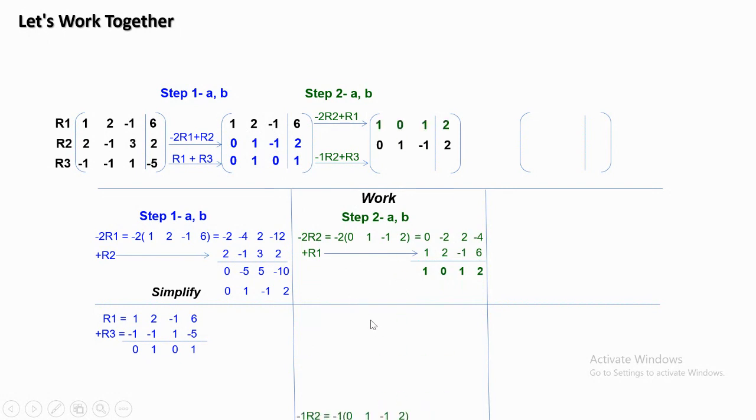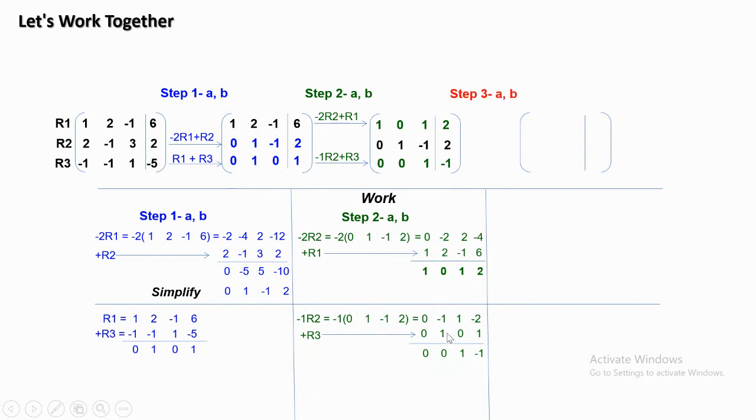Now let's do the second part for step 2. Negative 1 row 2 is going to give us 0, negative 1, 1, and negative 2, plus row 3. So row 3 was 0, 1, 0, 1. There it is, 0, 1, 0, 1. So after we add them, it's going to give us 0, 0, 1, negative 1. That's my new row 3.